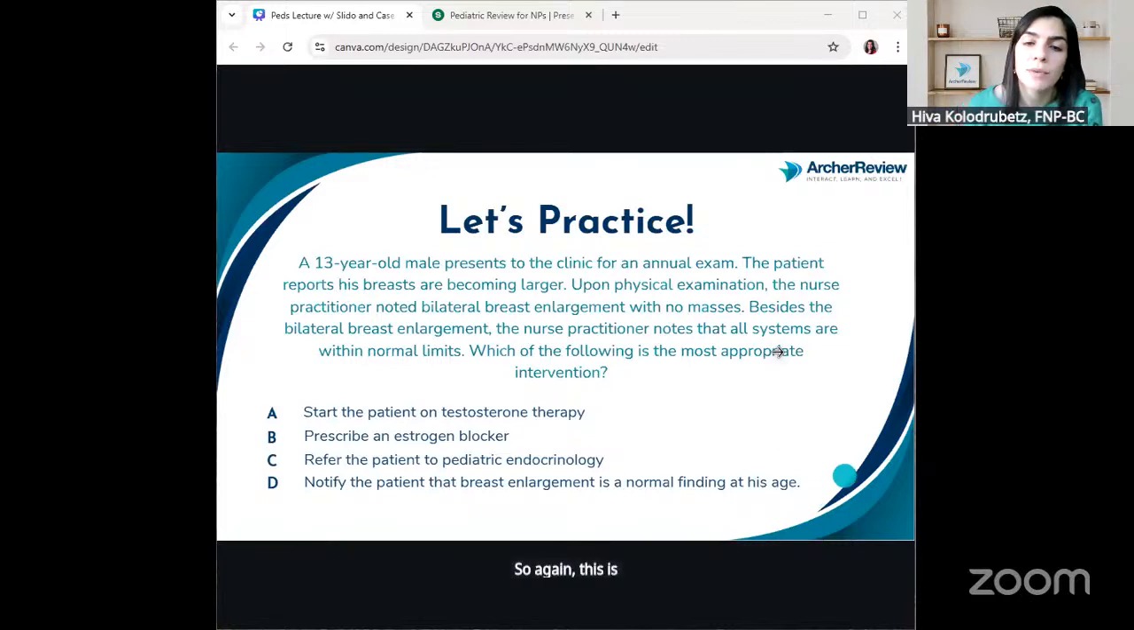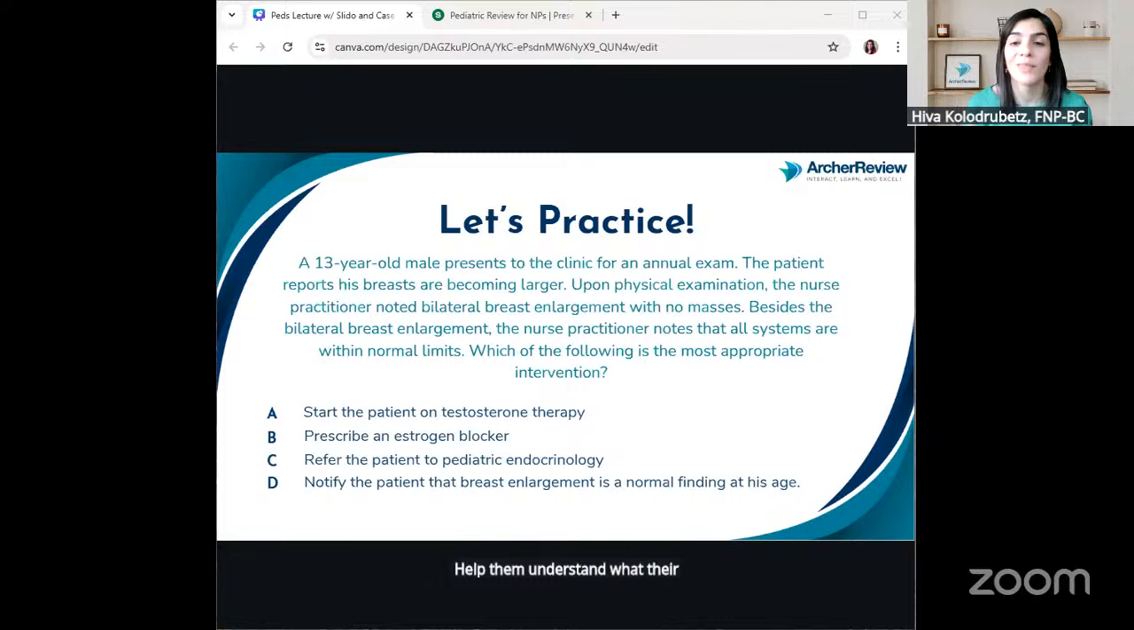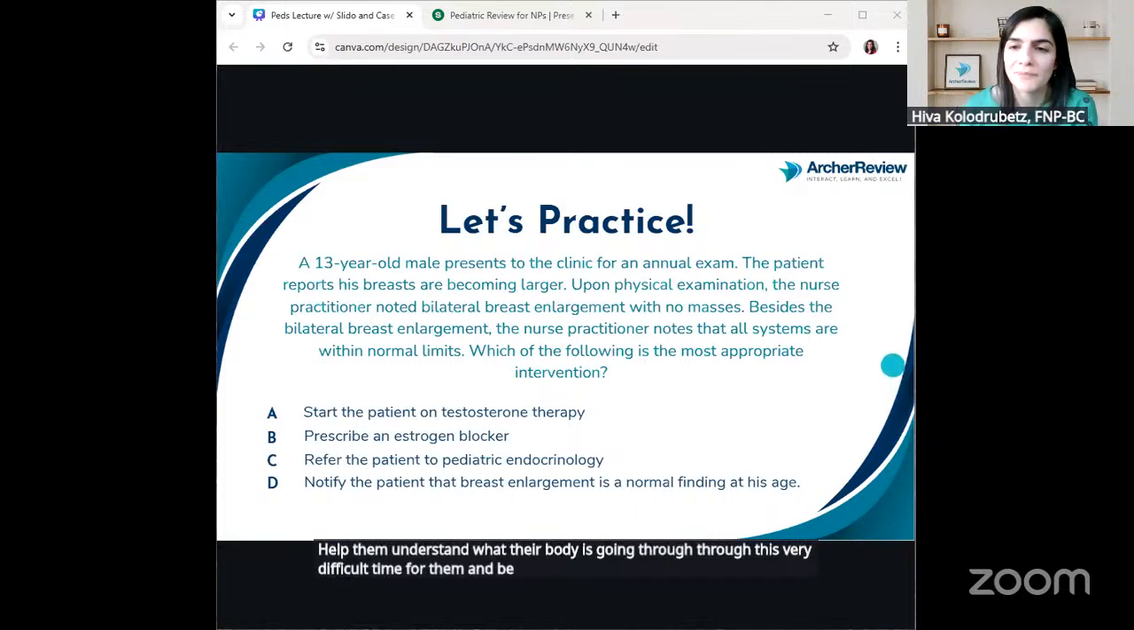You want to be reassuring your patients, but sometimes you might see that they're just so anxious about it. And so the referral might happen, but best practice, really reassure those patients and try to help them understand what their body is going through at this very difficult time for them and be understanding of that.